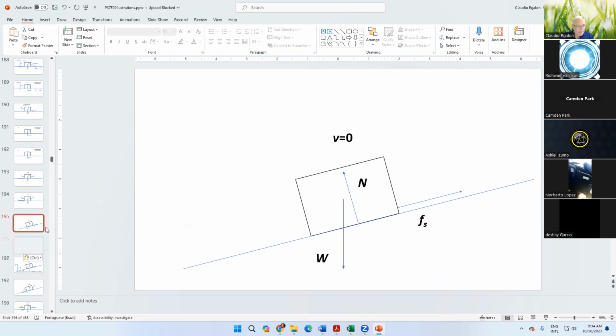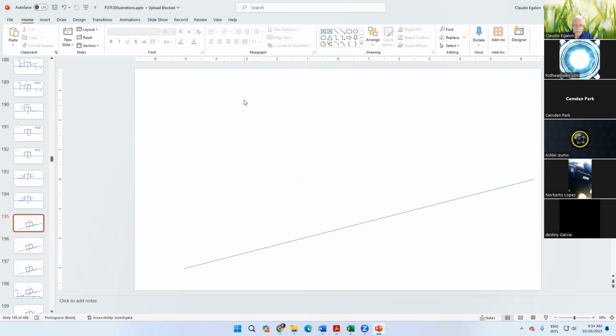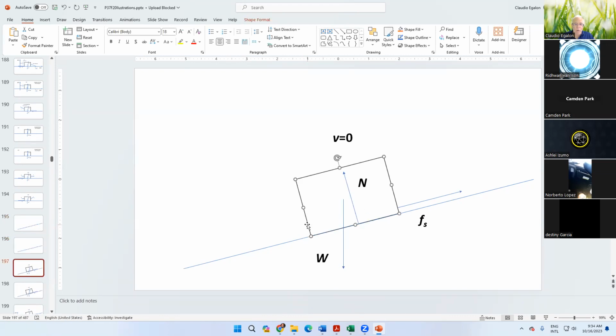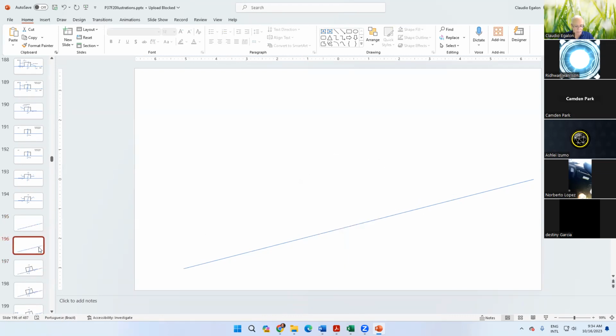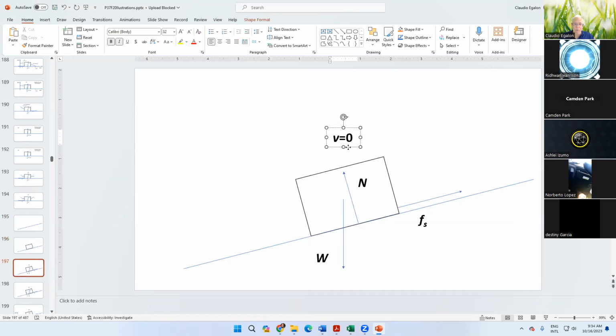I'm going to play the movie again. I like to play the movie, right? So this object, we start with the inclined plane. Okay? Start with the inclined plane. And then we put the object there over the inclined plane. And then I give you the additional information. I tell you the additional information that the object is at rest.